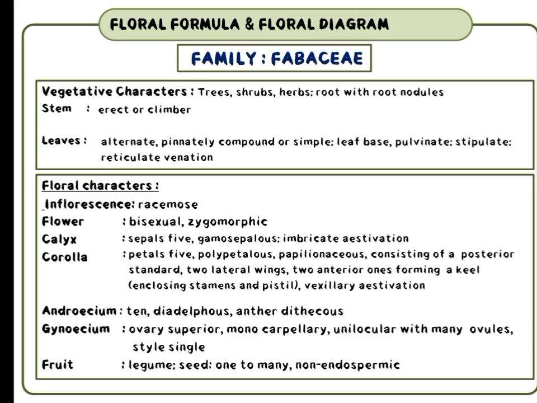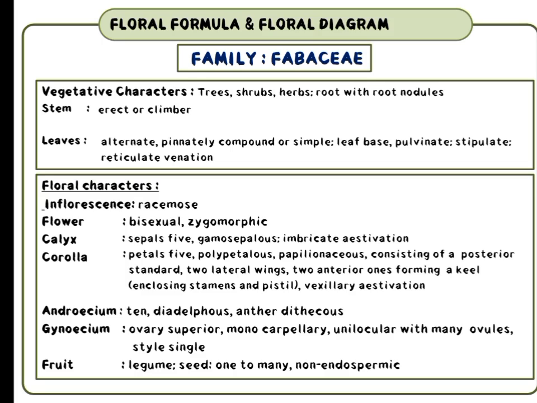Then come to the corolla. The petals are 5 in number, and they are polypetalous, which means they are unfused or in free condition. Then the corolla is papilionaceous. What is a papilionaceous corolla? It shows a tubular corolla, and the anthers are present inside that tubular corolla. The corolla is arranged in the vexillary distribution. It has 1 posterior standard petal, 2 wing petals and 2 keel petals.